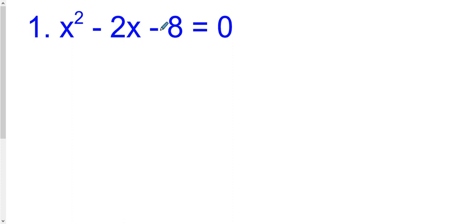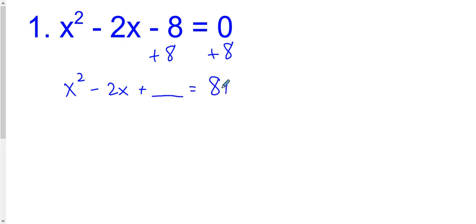All right, here we go. Step number 1. I take my constant and I move it to the other side. Whenever I do that, I'm going to add blanks in. So x squared minus 2x plus blank equals 8 plus blank. I've seen students not write the blanks in and then they forget to add stuff to both sides. So that's just a way, again, to help your brain remember that you need to do that.